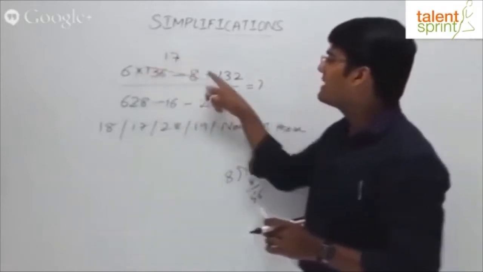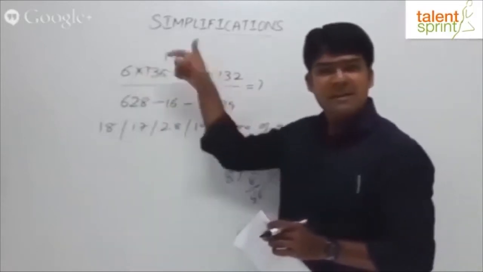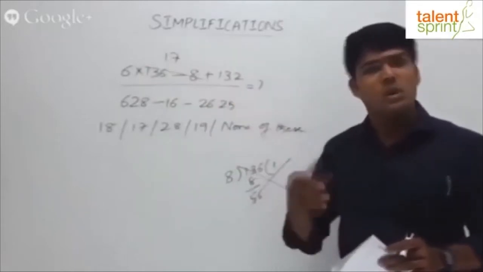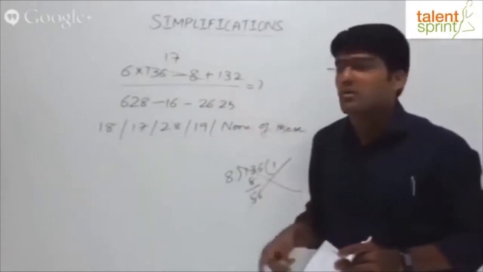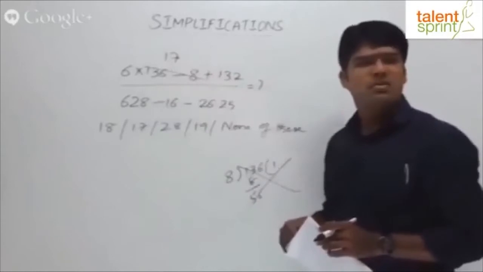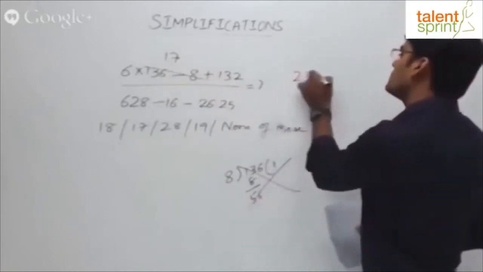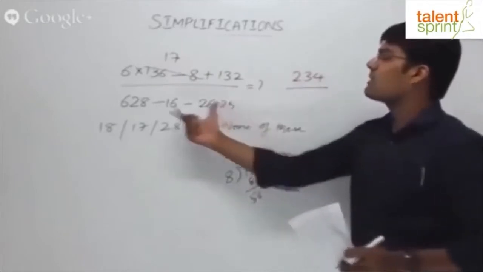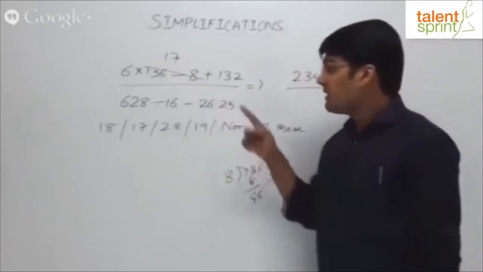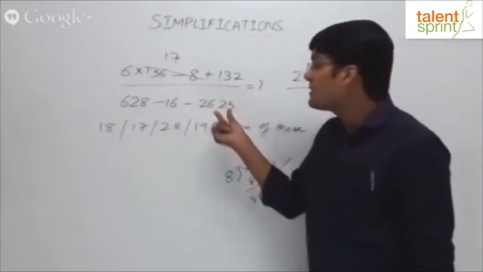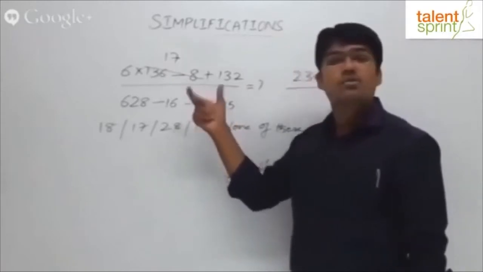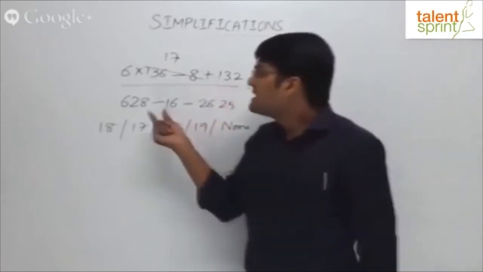Then 6 into 17 plus 132, multiply. Next multiplication, 6 into 17 is 102, right? You must remember this, 102. 102 plus 132 is 234. So the numerator here is 234. Divided by, now comes the denominator. Now, look at this. This is going to be a little complicated because we have got decimal parts here, so you have to do it carefully.